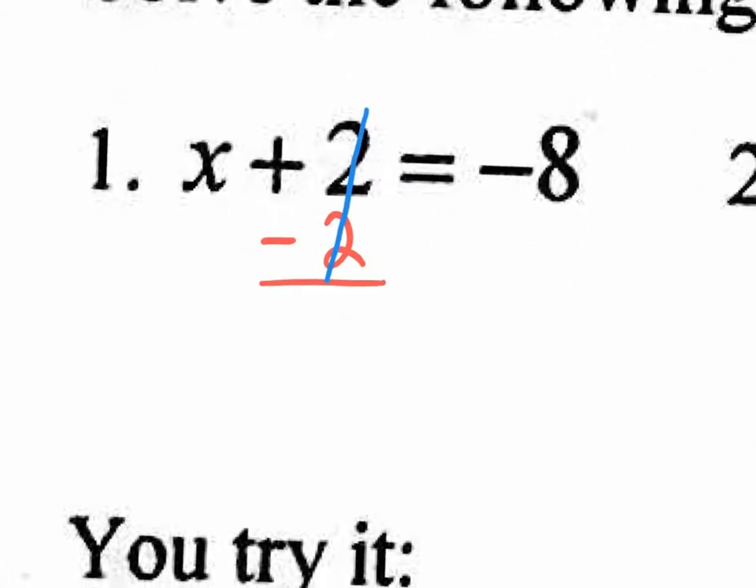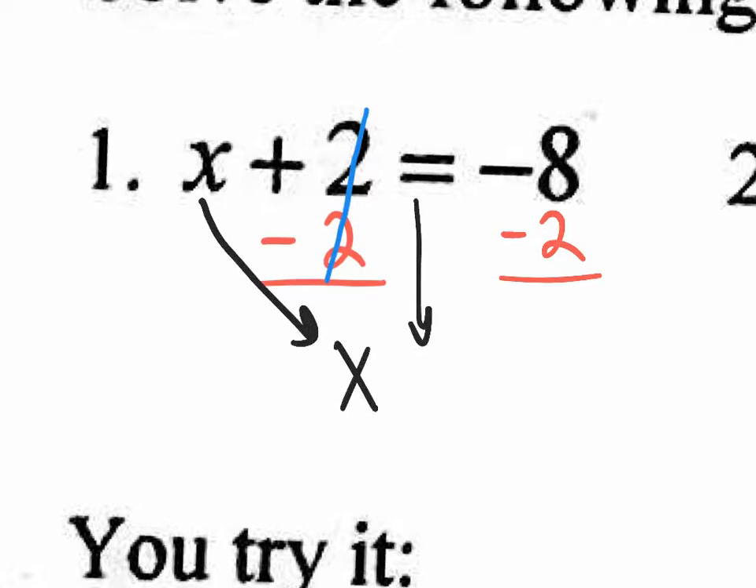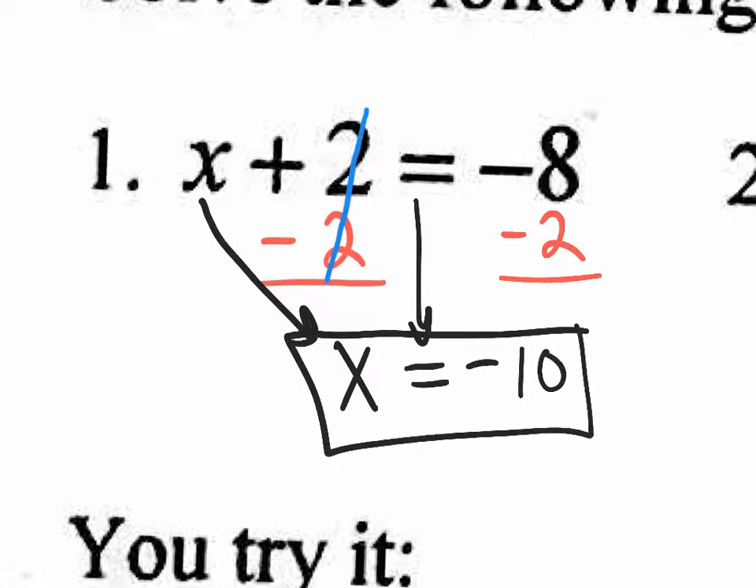I need to subtract 2 on the right, subtract 2 on the negative 8. So whatever you do to one side, you must do to the other and maintain the balance. So we have this x left over. Let me write it right here. The equal sign just comes straight down right there. And negative 8 take away 2, that's negative 10. And we're done. We have x by itself. It says x equals negative 10.